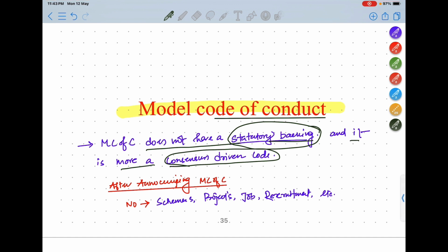Next, after announcing the model code of conduct, what are its implications? The model code of conduct is assumed to be enacted from when the Election Commission of India declares the election. After that, no schemes, projects, jobs, recruitment, etc. can be declared by the ruling party, because if they declare them at that time, it would be like bribing the population for votes. So this is consensus based, and you cannot give anything new. Usually after the model code of conduct, you will just be doing the basic administrative official work. You cannot implement or announce any new things.